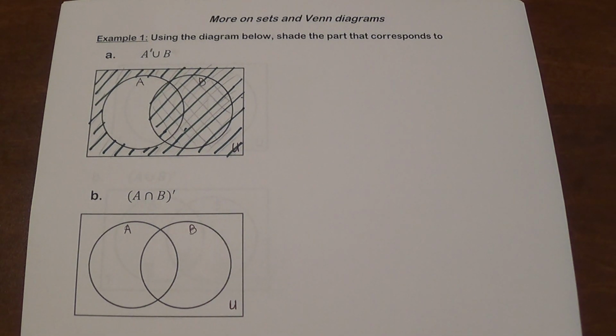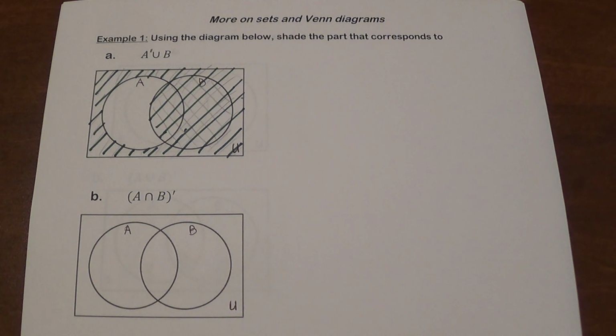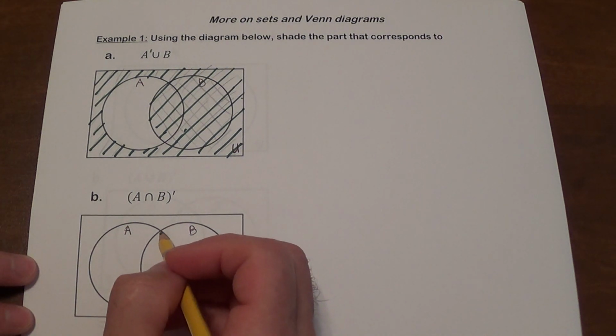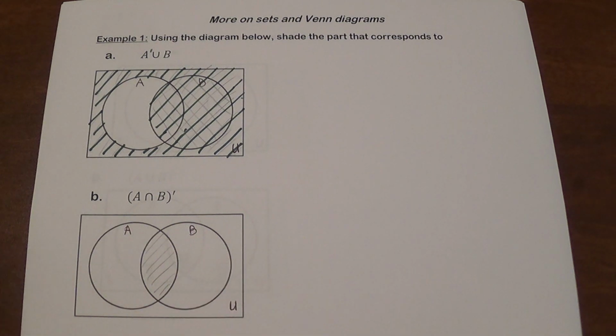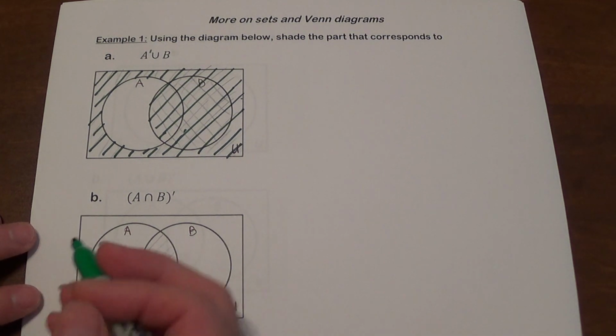So the next thing, we're trying to do the complement of the intersection of A and B. So where is the intersection of A and B? Hopefully from the previous lessons you know that the intersection of A and B is going to be right there, that overlapping part of the two circles. So what is the complement of it? The complement is going to be everything that lies outside of it.